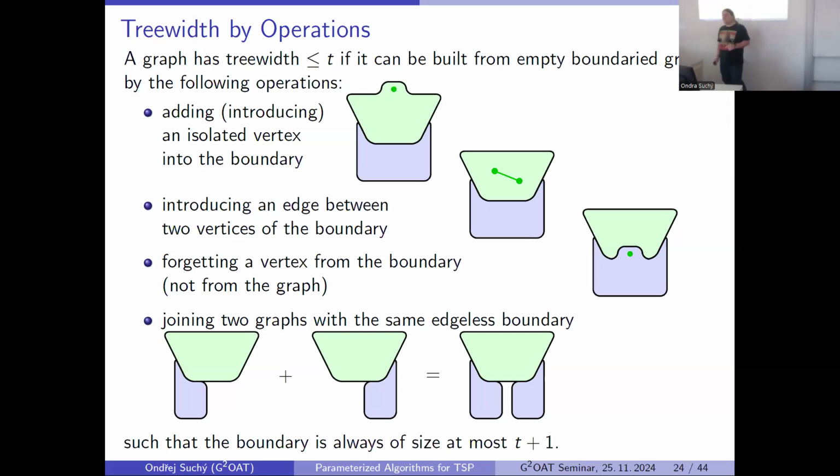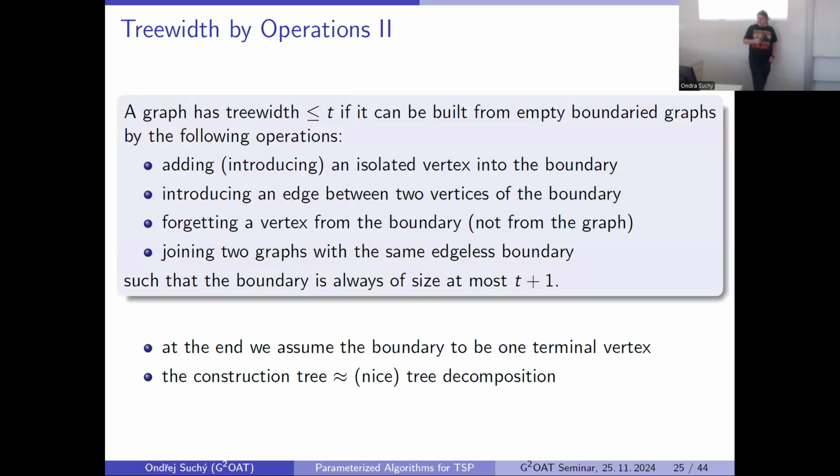Yes? Do you really need that you have no edges in the boundaries for the last one? Well, you could do it without this requirement, but for my dynamic programming, it's better to do it like this, and you get the same thing if you could allow that, but you don't have to allow that to get all the graphs of boundary tree. Okay, so that's treated by operations.